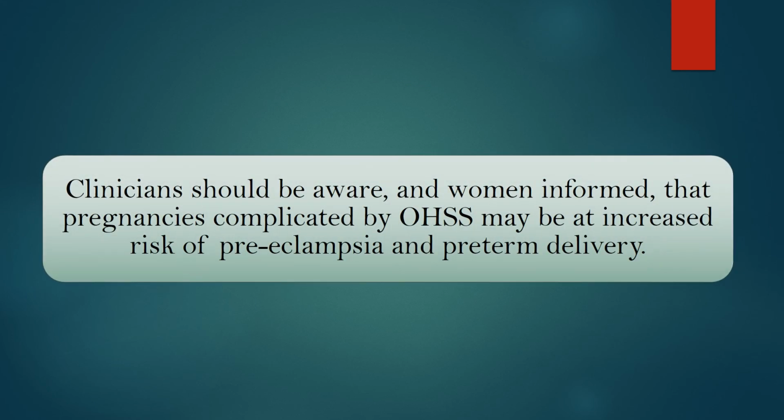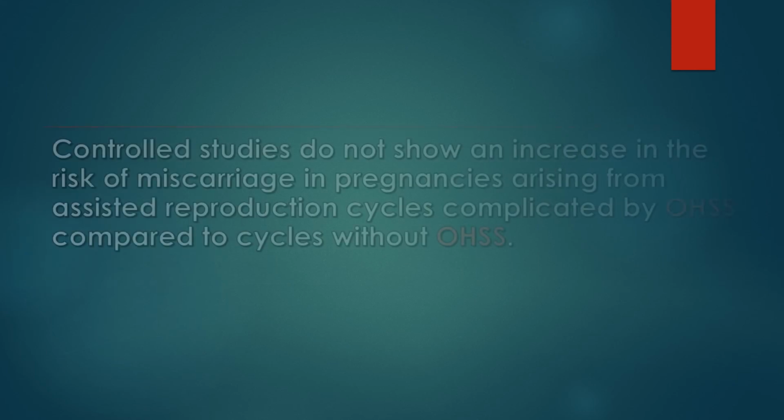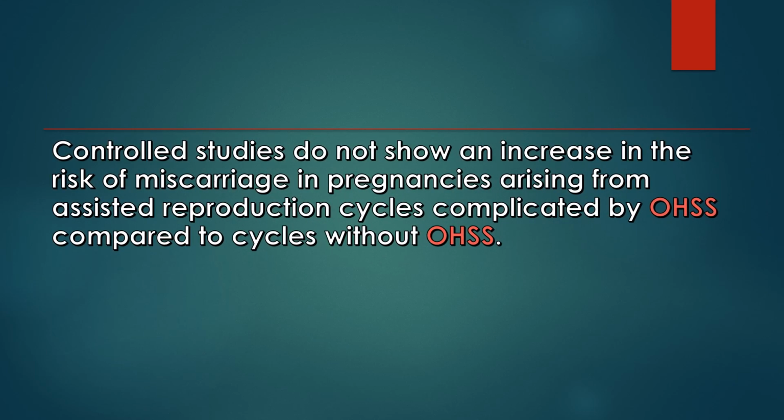Clinicians should be aware, and women informed, that pregnancies complicated by ovarian hyperstimulation syndrome may be at increased risk of preeclampsia and preterm delivery. Controlled studies do not show an increase in the risk of miscarriage in pregnancies arising from assisted reproduction cycles complicated by ovarian hyperstimulation syndrome compared to cycles without ovarian hyperstimulation syndrome.